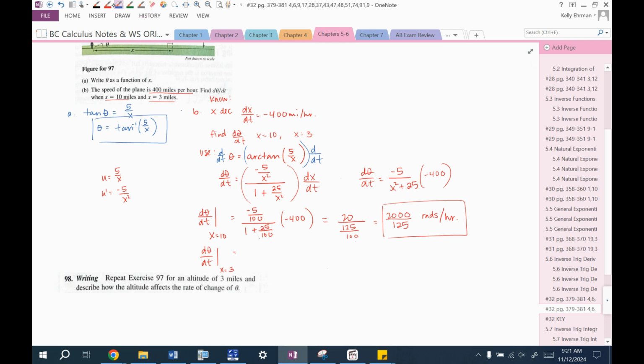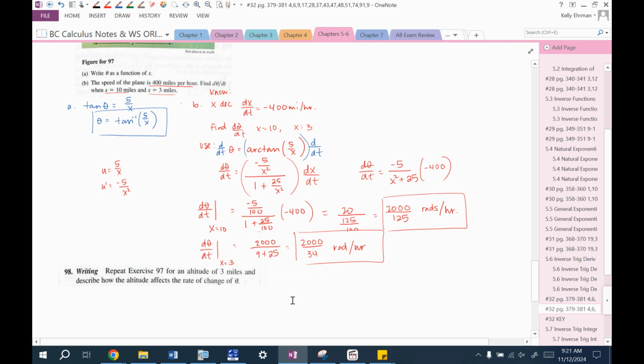All right, so let's do that. When I plug in 3, I get negative 5 times 400 is the positive 2,000 again, over x squared plus 25, so 9 plus 25. So that's whatever 2,000 divided by 34 is. And again, I'll call it radians per hour.